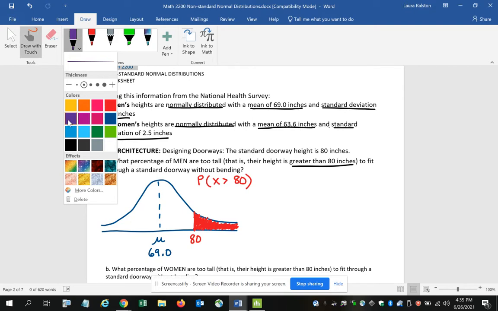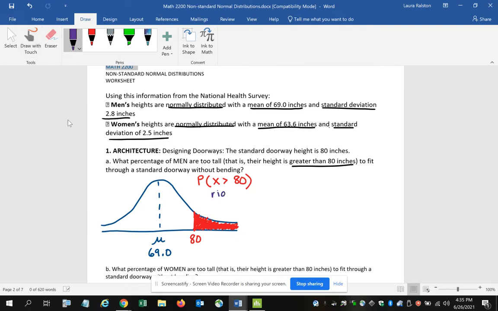Okay? So a couple of things I'm going to make note of here. One is, because this is greater than, and if I look at my picture, my area that is shaded would be considered a right tail. Okay, because I'm shaded to the right because it is greater than. That's going to be important to me a little bit later on.